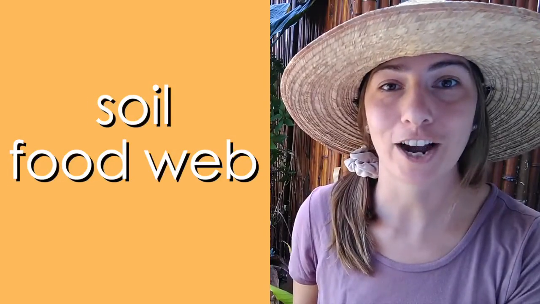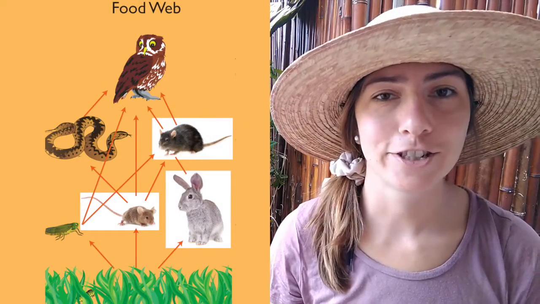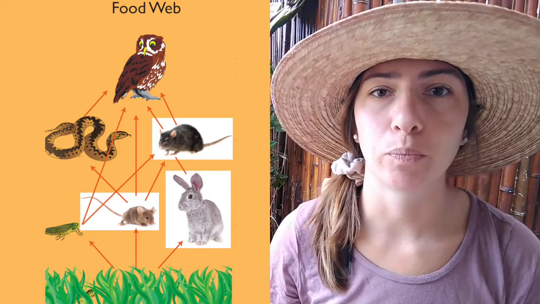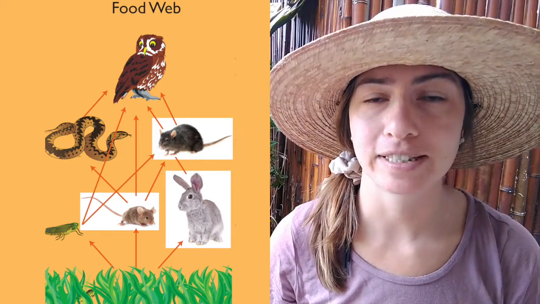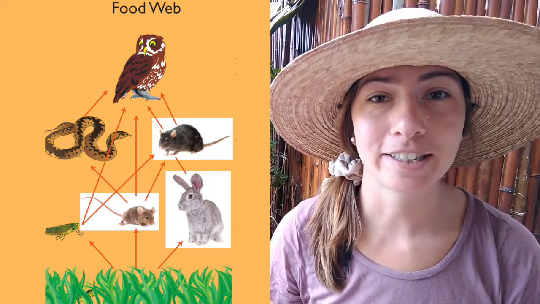Today we're going to be taking a closer look at all of those soil organisms or living things. And we're going to talk about the soil food web. So what is a food web? Well, it's the interconnected relationships between producers, consumers, and decomposers. Now, what does that all mean? Well, let's start by defining some of those words.